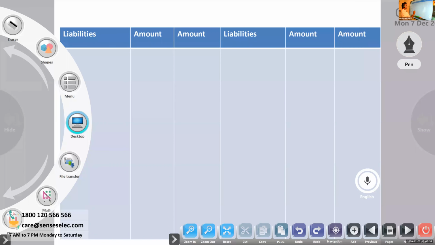Then so we will get 8,000. Less additional capital introduced. Sir, tell, shouldn't we add it? Add: minus 25,000 plus 33,000. Oh, okay, sir. Less additional capital introduced.